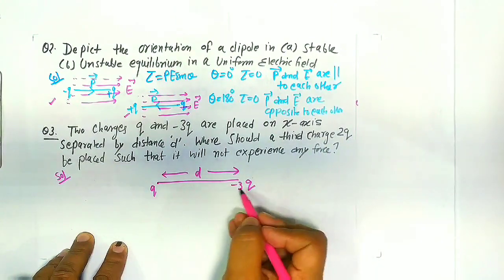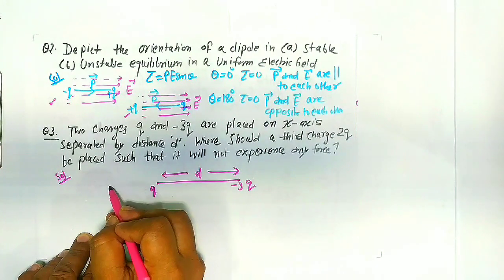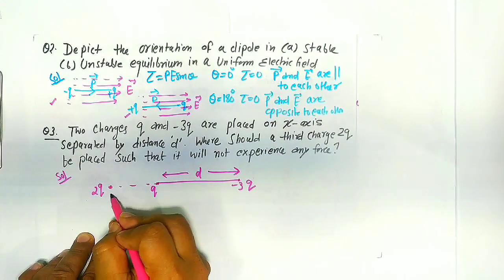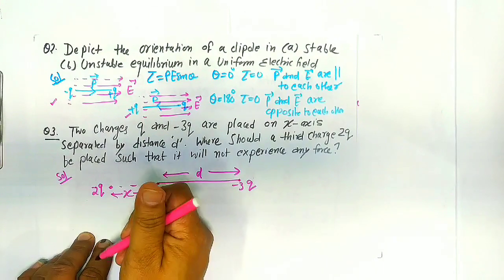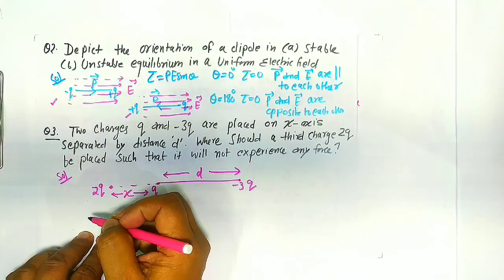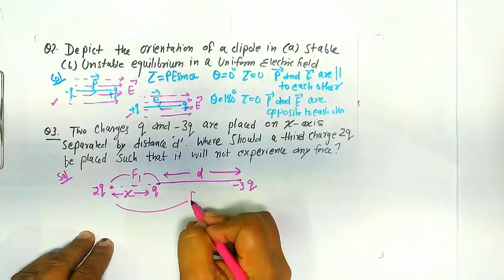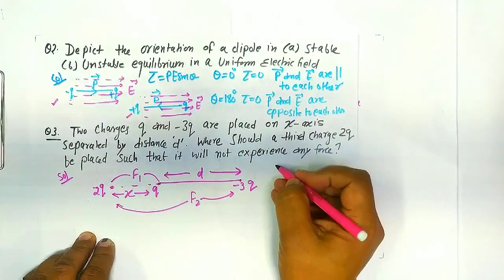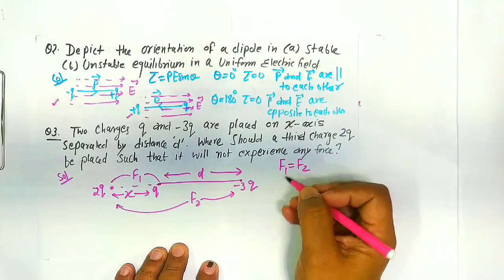Now we can't keep it in between because both are unlike charges. So it will be nearer to the lesser magnitude. That means it will be near to Q. So we keep 2Q here. And say this distance is X. So on this charge, the net force should be 0 because it will not experience any force. So one force will be due to this Q and another force will be due to this minus 3Q. And both have to be equal, then only the net force will be zero.